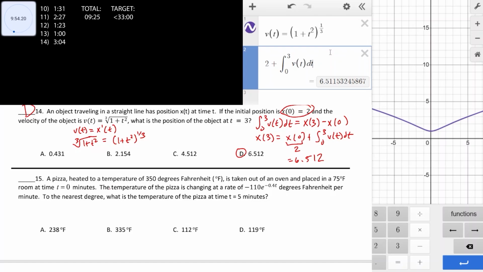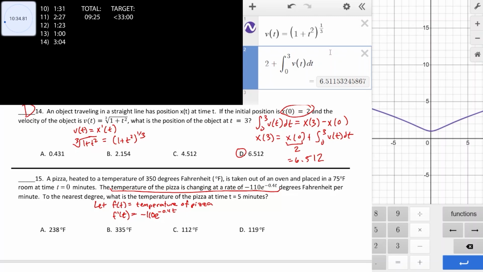Okay, so first, the temperature of the pizza is changing at this rate, right? And so one thing that I think we need to do is define a function for the temperature of the pizza. So let's let f of t be the function that represents the temperature of the pizza. That way f prime can be the rate at which the temperature is changing, so that would be the negative 110 times e to the negative 0.4t.